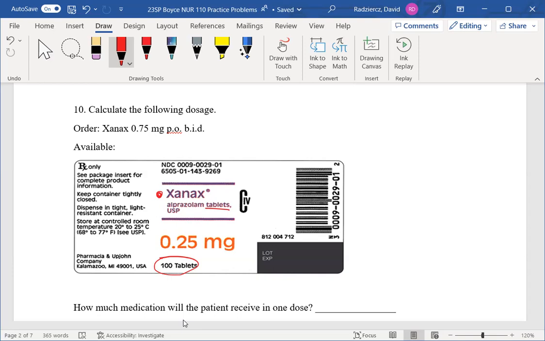The other thing that is usually very clear on a drug label is the strength of the medication. What this means is that for each Xanax tablet, so one tablet, it equals 0.25 milligrams.